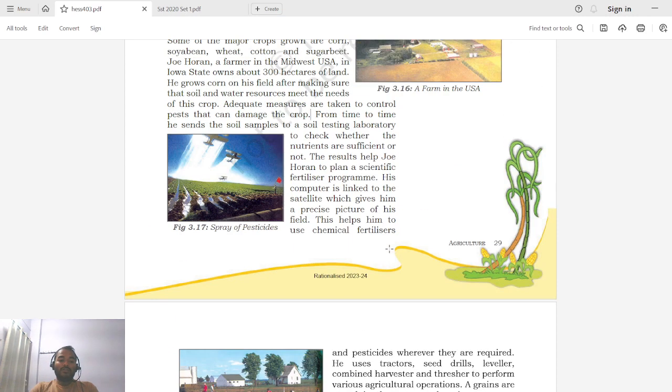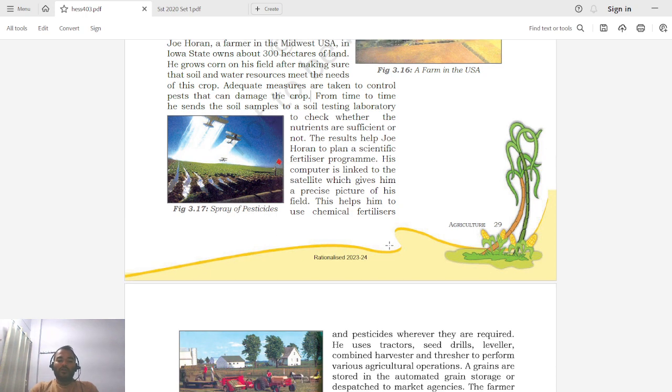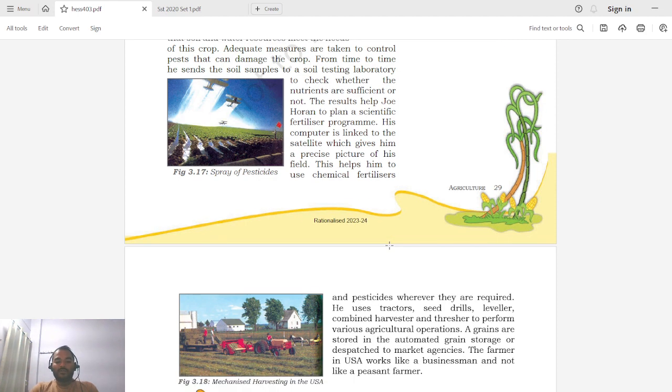Since Joe is very actively using modern technology, he gets very precise information, so that whenever chemical fertilizers or pesticides are required, he'll use them only during those times. He uses tractors, seed drills, levelers, combined harvesters, and threshers to perform various agricultural activities or operations.